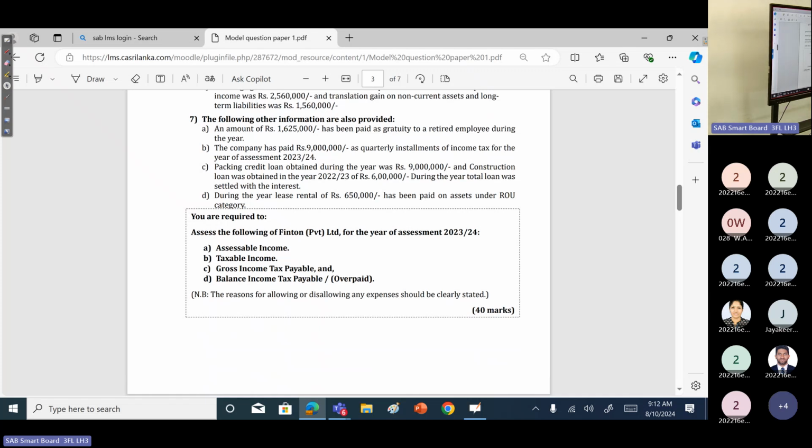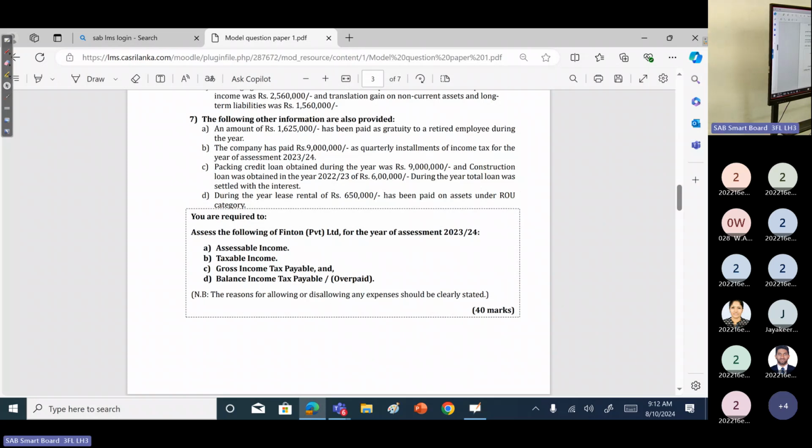The company has paid rupees 9 million quarterly installment tax. That is not there in the income statement, right? Remember, that is tax credit. A loan obtained during the year was 9 million. Now the detail has been given to you to work out, taking capitalization, the maximum amount of finance cost we can deduct in this computation. And it says that the loan has been fully settled. That may be the reason the interest was recognized. But maybe there was another grace period for them to settle that loan, but they have settled the full loan after recognizing the asset.